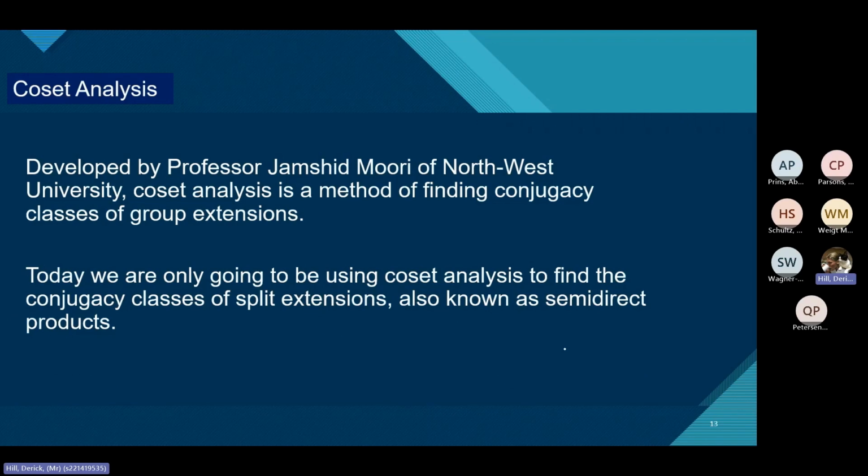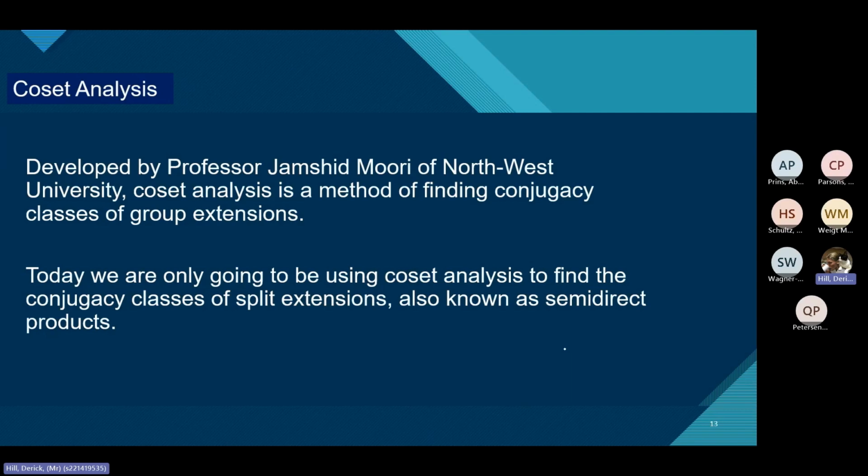Now we can get on to the fun stuff. So we'll be using a method known as coset analysis to find the conjugacy classes of these groups of extension type. This method was developed by Professor Mohamed of Northwest University. And although it can be used to find conjugacy classes of group extensions in general, today we're just going to focus on finding the conjugacy classes of split extensions, which are equivalent to something known as a semi-direct product.